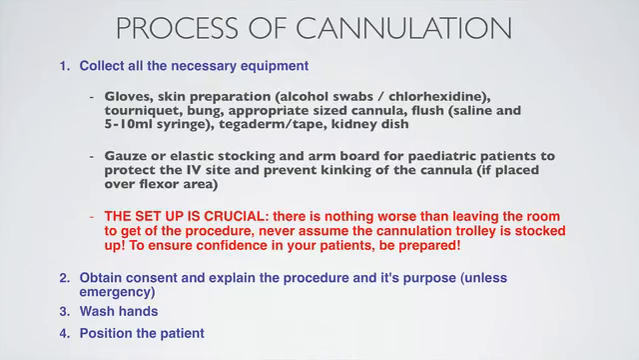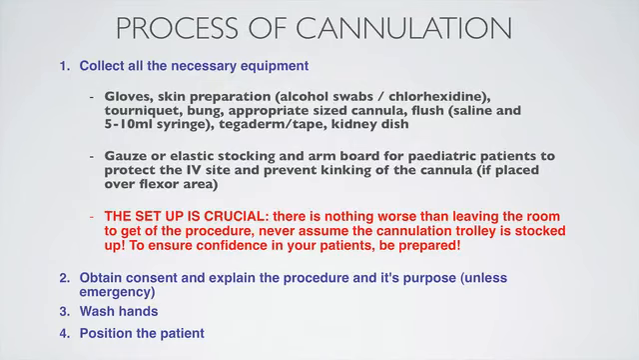The next step is to obtain consent and explain the procedure and its purpose, unless it is an emergency. Wash your hands and then position the patient. The patient in the operating theatre may already be on a gurney, so they are adequately positioned. But if they're on the wards on a chair, ask the patient if they are a bit needle-phobic or are prone to fainting. This is because you might want to move them to the bed prior to commencing cannulation, and you don't want the patient fainting on you and then nurses calling a code blue because the patient has fainted on the ward.